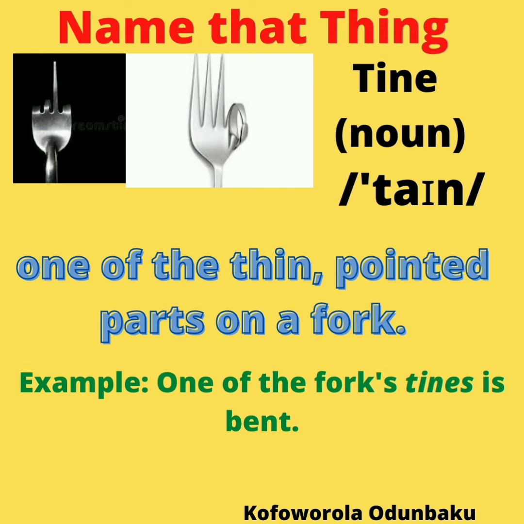Tine. Now look at the picture on the screen. One of the tines is bent. One of the fork's tines is bent. As we have in the example here, the tine is one of the thin pointed parts on a fork. Tine. Thank you.